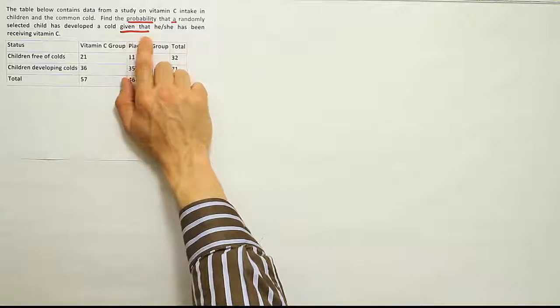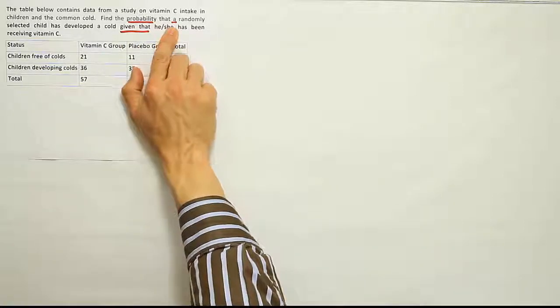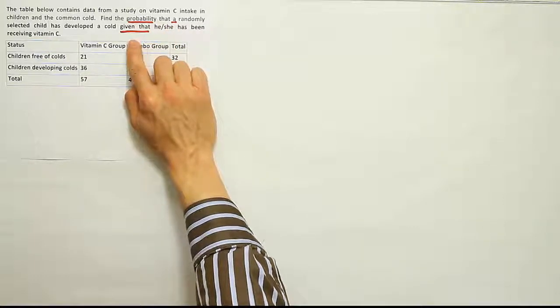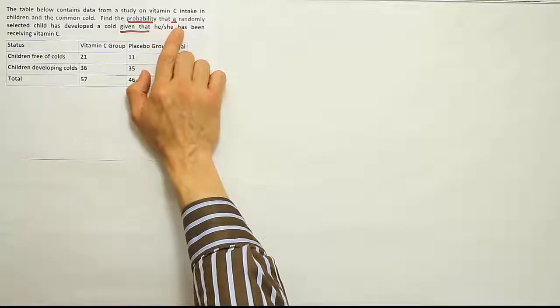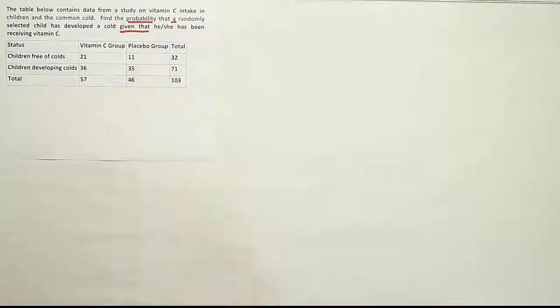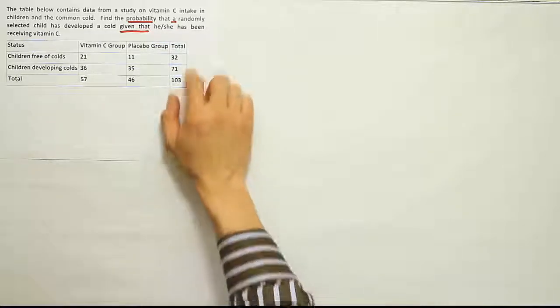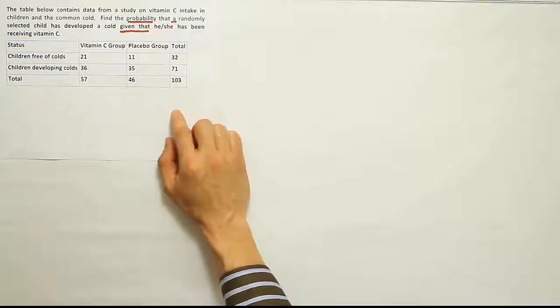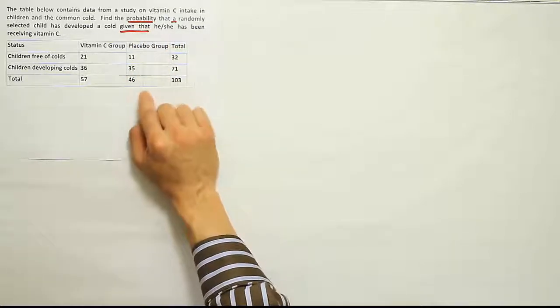And so with this key phrase here, combined with the fact that it's just a simple event of selecting one individual, this is the most basic case of conditional probability. One event, and we have this phrase given that. All right, so once we know it's conditional probability, and we have a table involved in the layout of the problem, we can then at that point do a very simple shortcut.